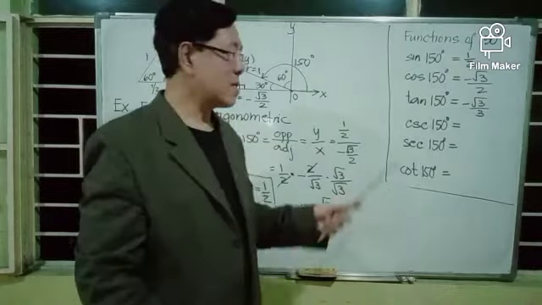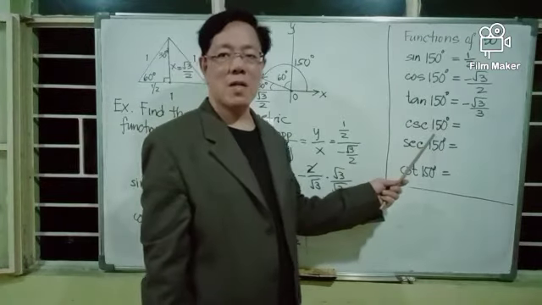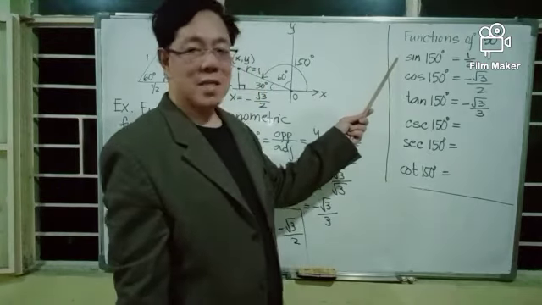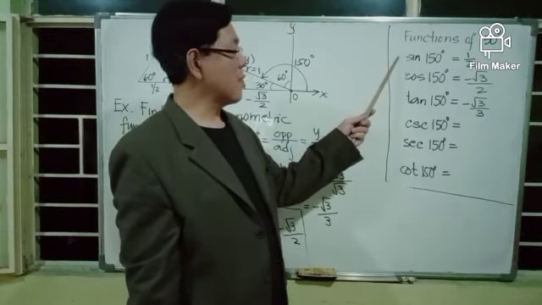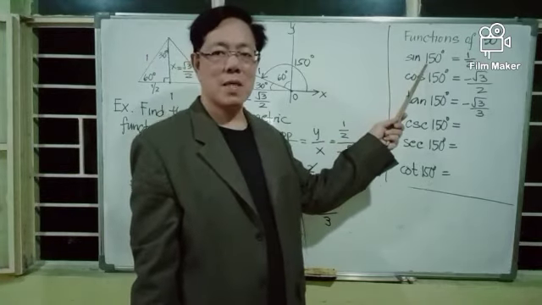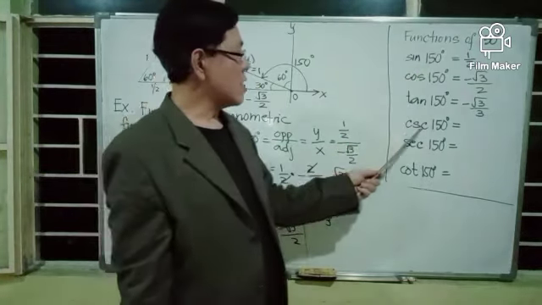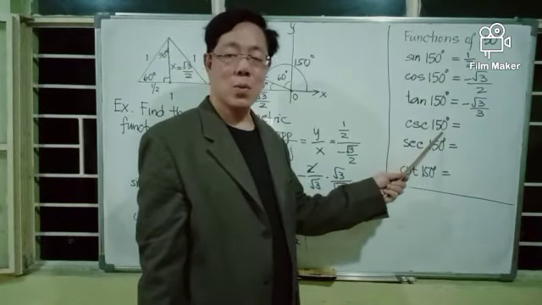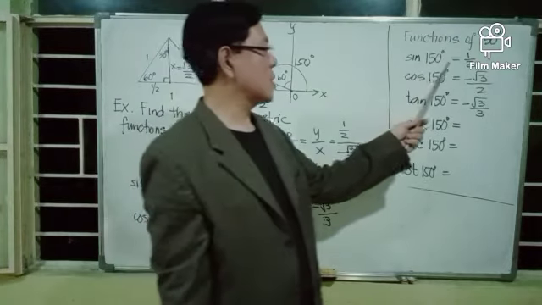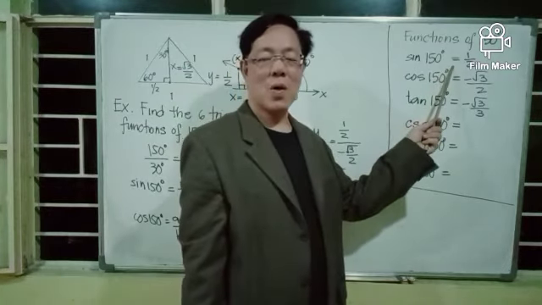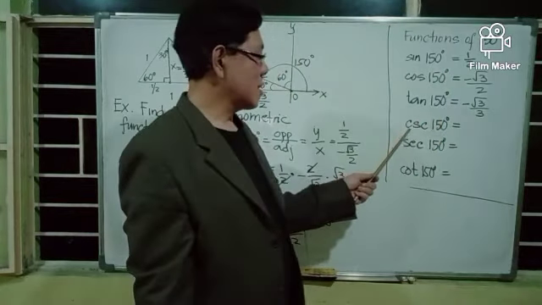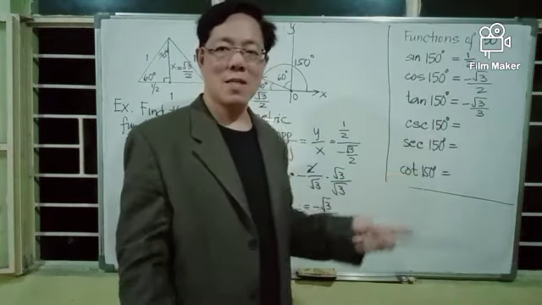The values of the last three trigonometric functions of 150 degrees can be obtained by taking the reciprocals of the values of the first three trigonometric functions of 150 degrees. The cosecant of 150 degrees is equal to the reciprocal of the value of sine of 150 degrees, which is 1/2. And the reciprocal of 1/2 is 2 over 1, or 2. Cosecant of 150 degrees is 2.